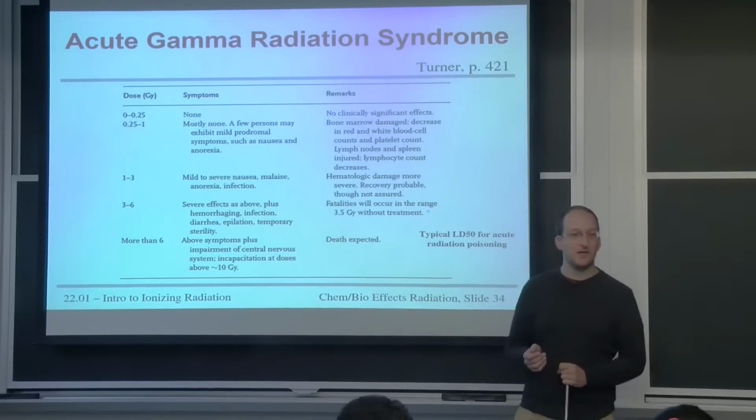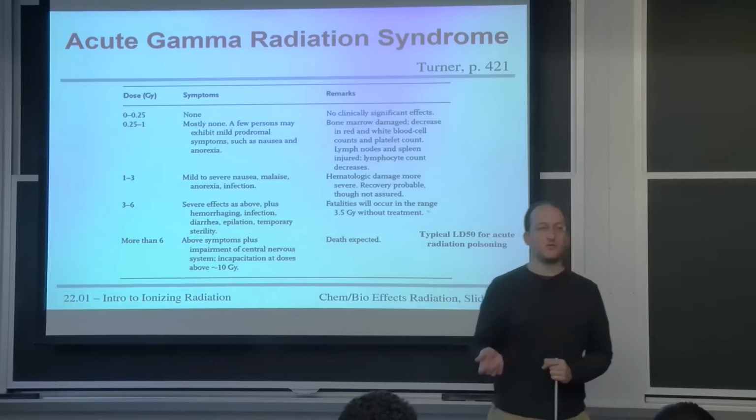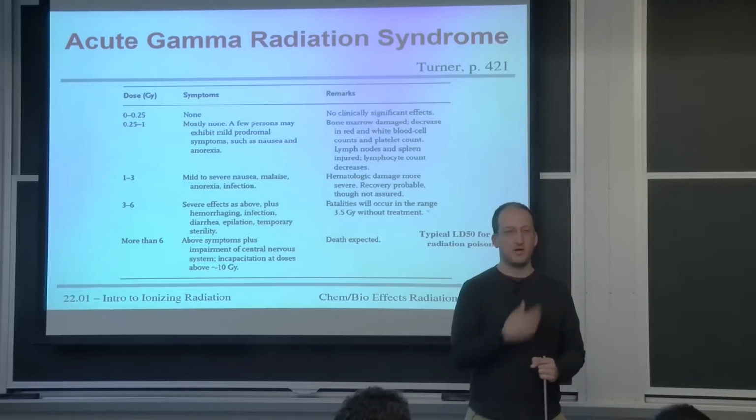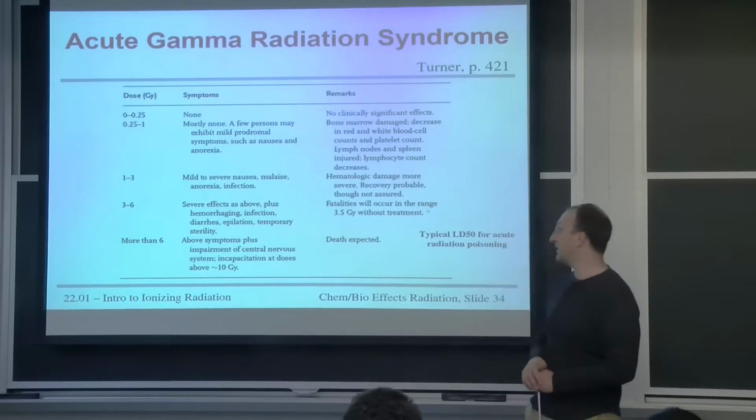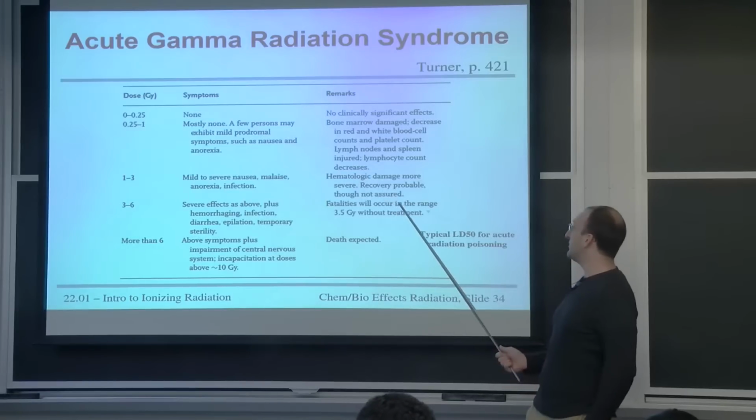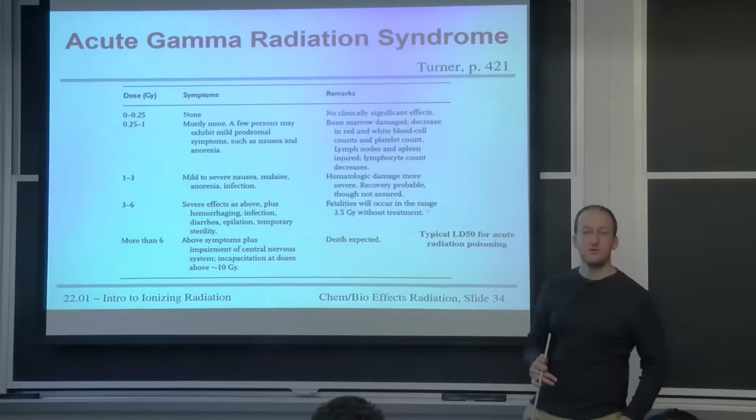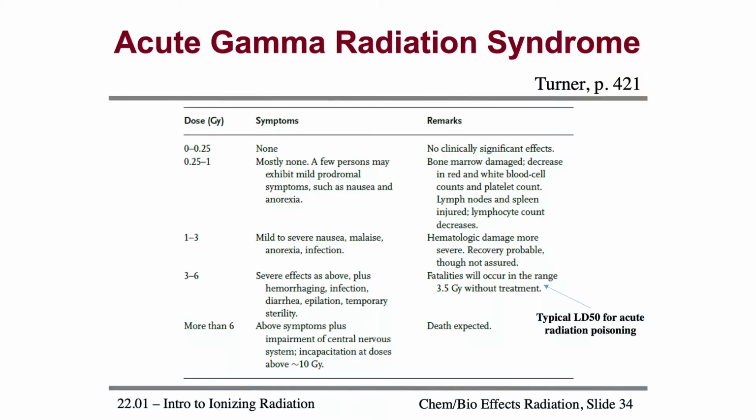And if those cells die, then that means that you can't uptake nutrition and your body just flushes everything out in diarrhea. Fatalities will occur in the range of 3.5 gray without treatment. And this is what's called the typical LD50.